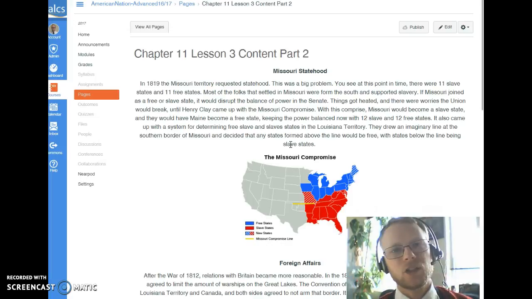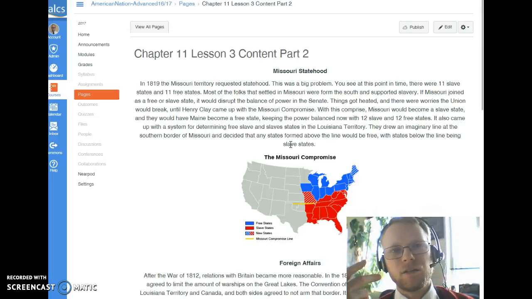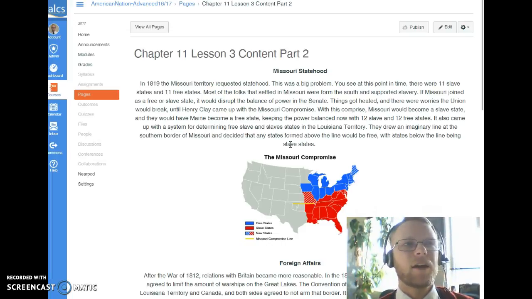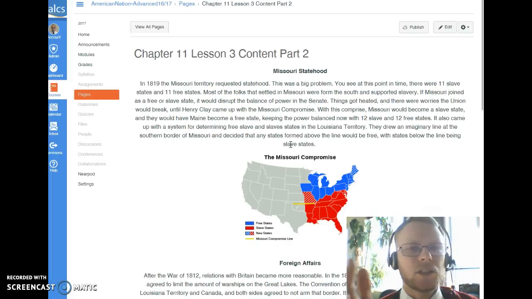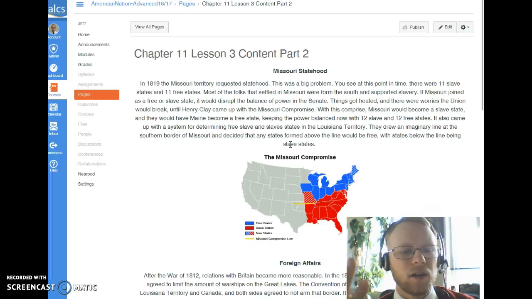The North generally had control of the House of Representatives, which is proportional to population, but with 11 slave states and 11 free states, each section, if you will, had 22 senators. So if the North picked up Missouri as a free state, then they'd have the House and the Senate, and if the South picked it up, then the South would have control of the Senate. Basically, the northern states and the southern states fought bitterly over accepting Missouri as a free state or a slave state.